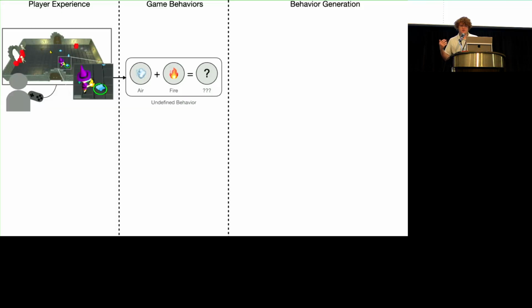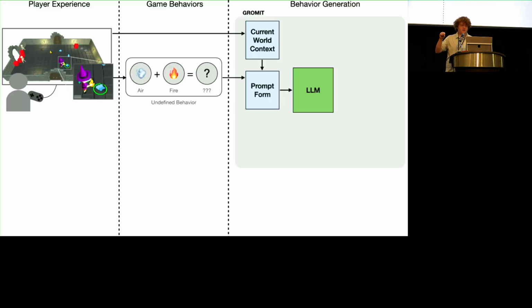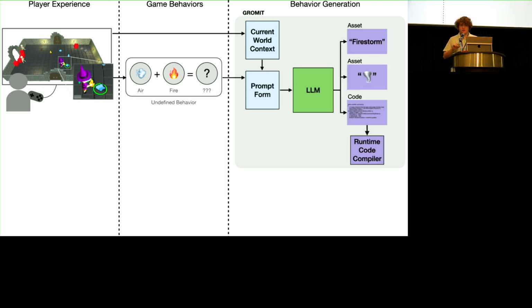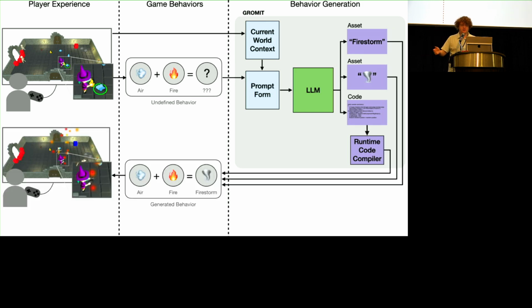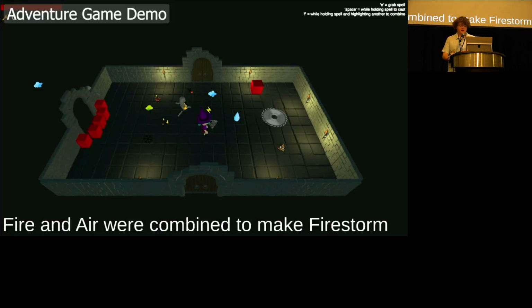So again, we're going to invoke Grommet, and kind of similar to before, that interaction gets sent to a prompt form along with some context from the Unity scene. Here the LLM is going to generate the code or the behavior of this new spell, but it also chooses an emoji for the spell and a name for the spell. The code gets compiled at runtime, and everything gets sent back to the game. So here, everything from the name Firestorm to the emoji to the particle effect was all chosen by Grommet at runtime.